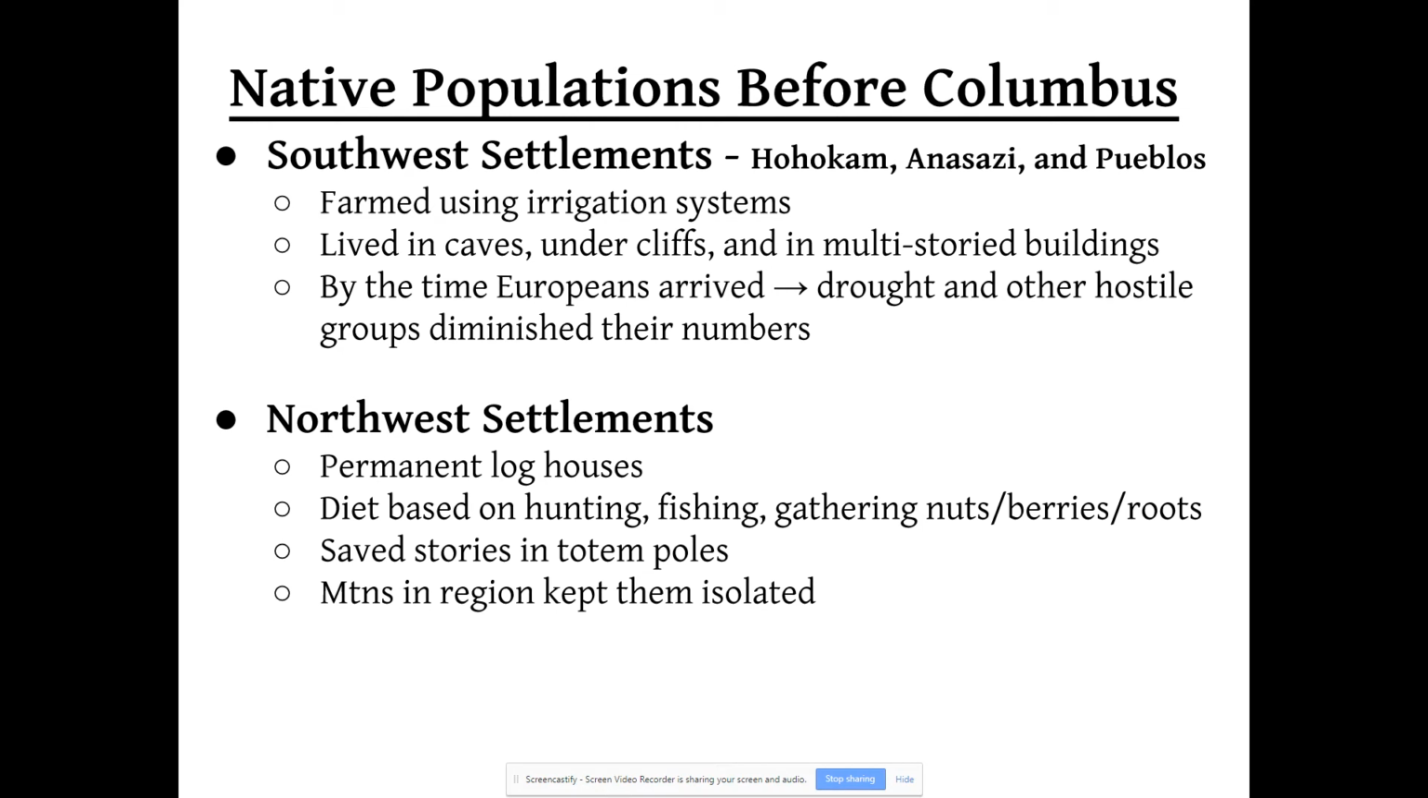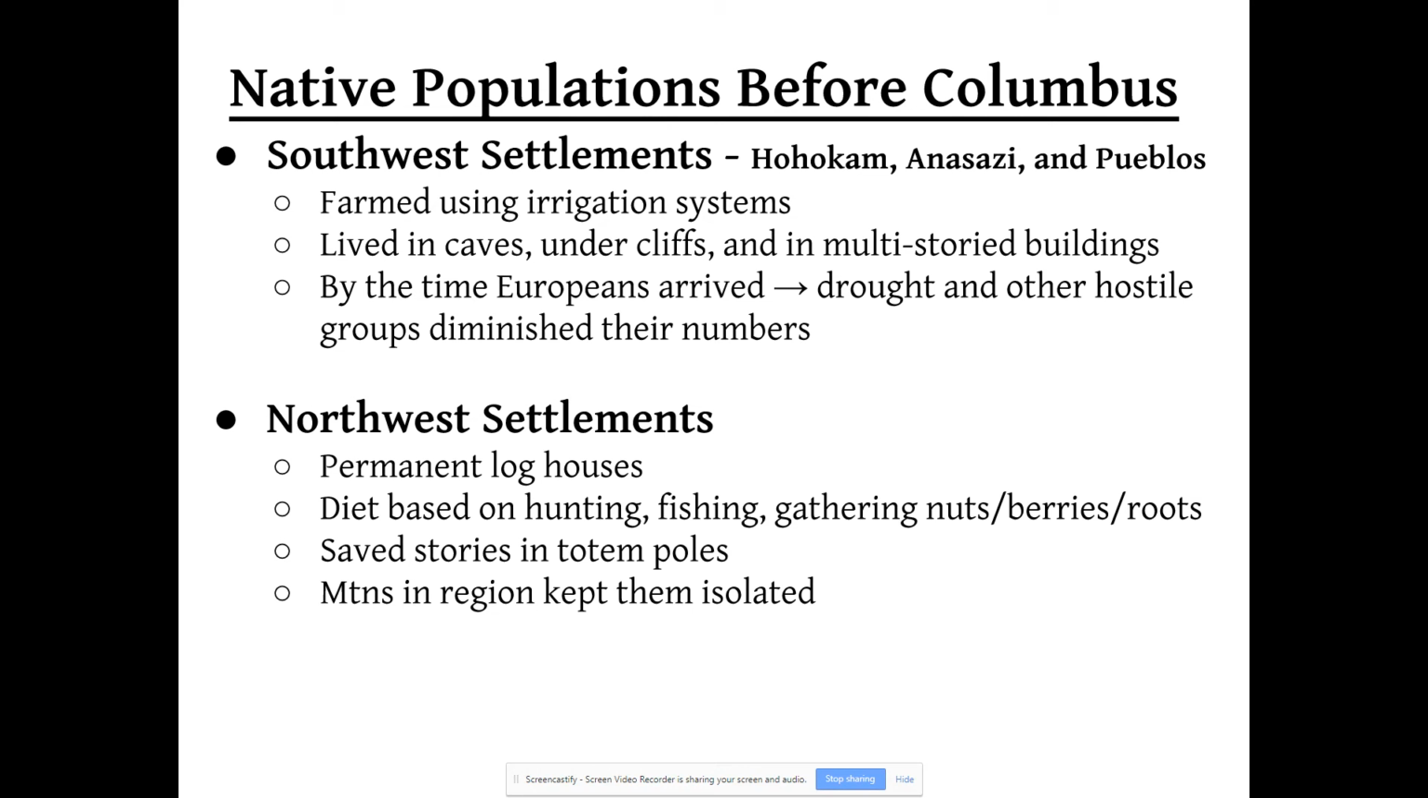The Northwest settlements had a different mode of operation. They primarily focused on hunting and fishing and gathering foods that were naturally occurring around them. However, what made this region really unique was the fact that the mountains around them kept them really isolated, and it barred them from developing certain technologies like some other tribes had.